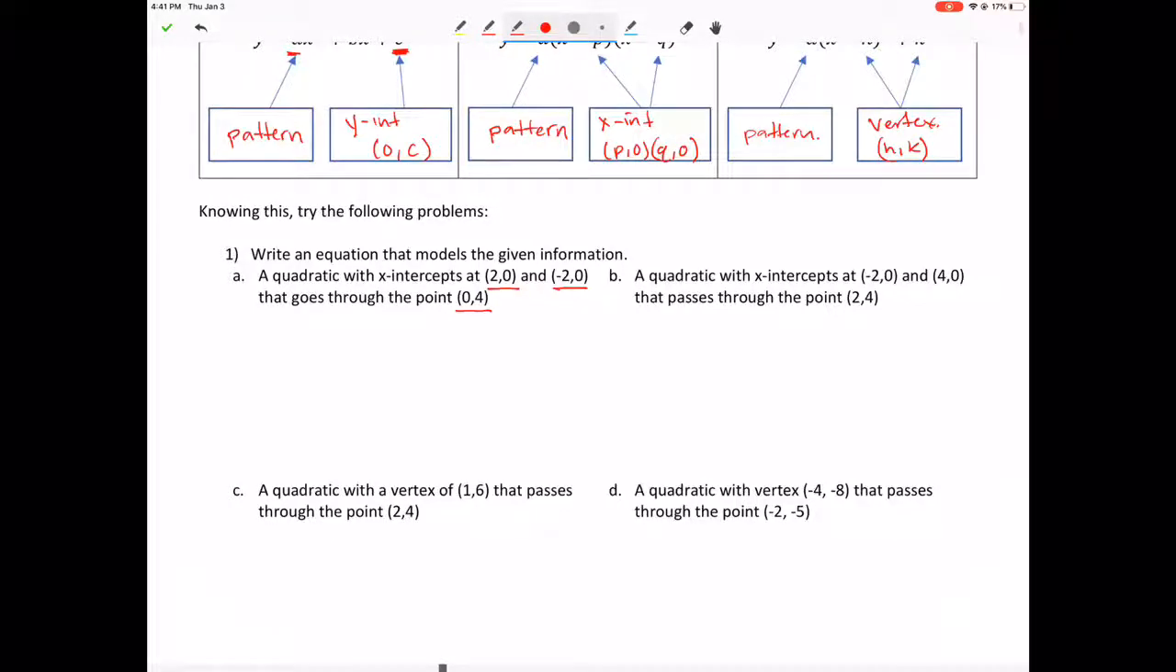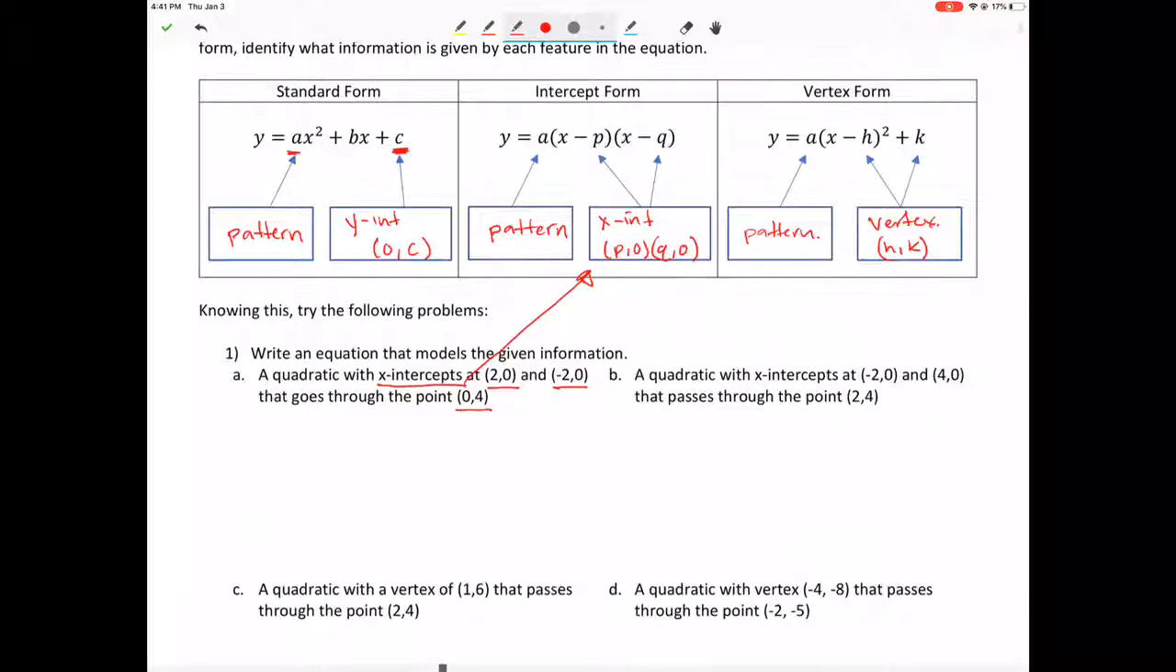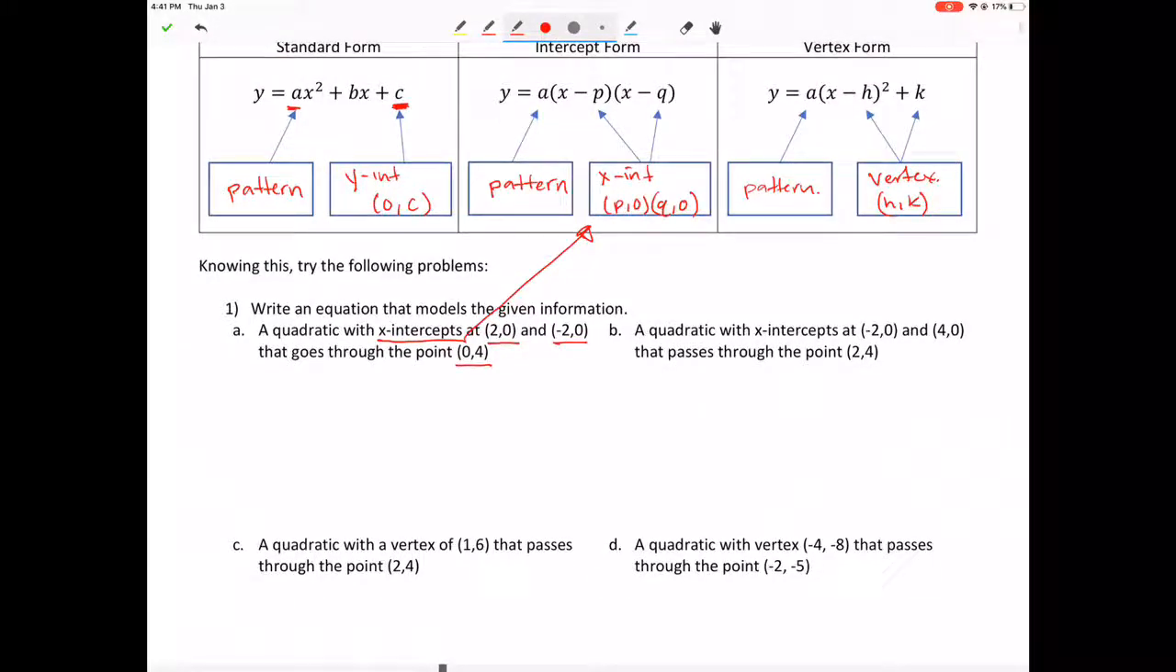All right. If we're given x-intercepts, for sure we want to use intercept form, because that gives us our P and Q. So we'll write this equation as much as we can. We don't know what A is yet. It's x minus P and x minus Q. Well, P and Q are 2 and -2, so we plug in 2, and -2 will give us a plus 2.